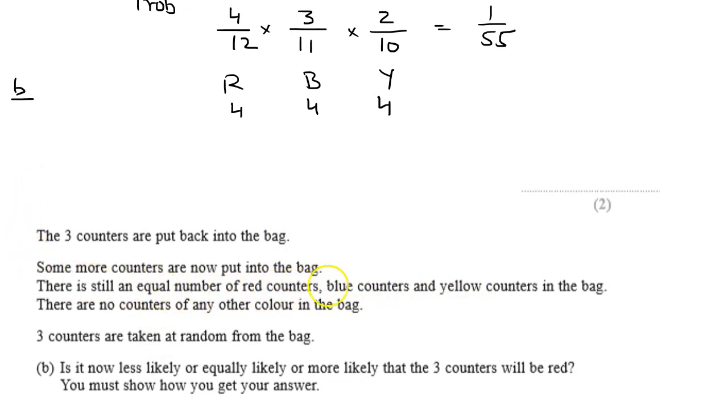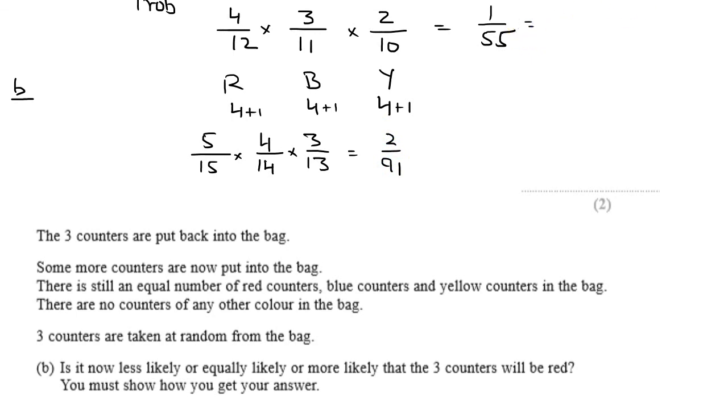There is still an equal number of red counters, blue counters, and yellow counters, and let's say we have put 1, 1, 1 extra. So the probability of getting red is now, the first red is 5 over 15, the second is 4 over 14, and the third will be 3 over 13. So that is 2 over 91.